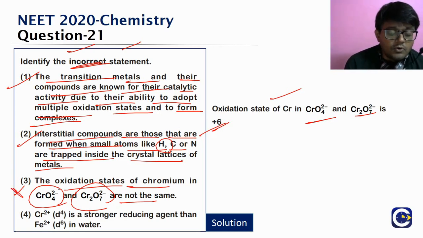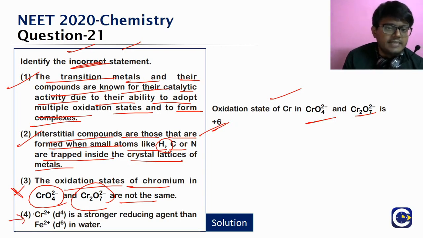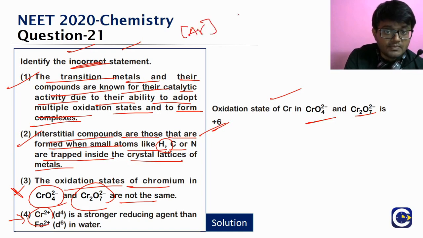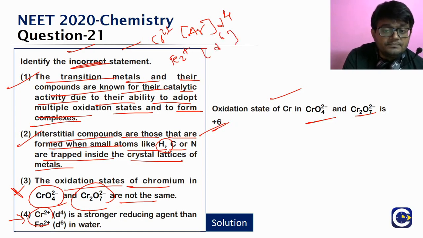Now look at statement 4. What is statement 4? This is a very interesting statement. Cr2 plus, what is the electronic arrangement? D4 structure. Chromium 2 plus will have argon D4. That is the structure of Cr2 plus. Fe2 plus will have a structure of argon D6. That is the structure of Fe2 plus.